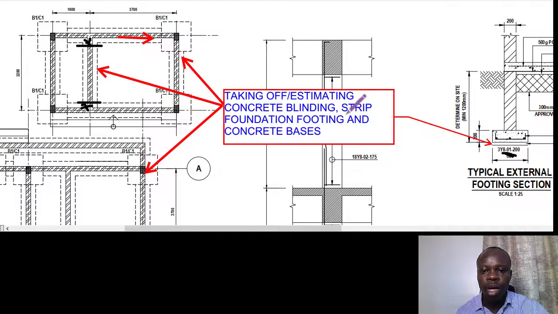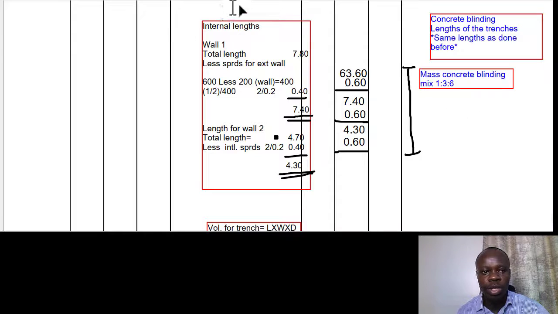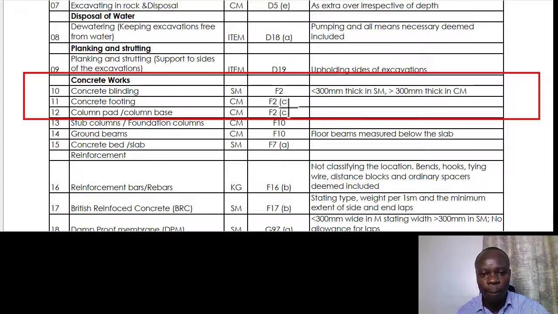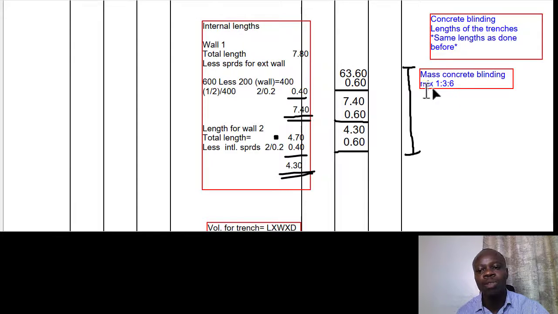strip footing. So for the strip footing, the rules will remain the same, and of course just confirm what the rules tell you, how you need to go about that. It's supposed to be done in cubic meters. If you need that reference, it is in F2C. Okay, so once you know that, then you now know the items that you're looking for in terms of what to enter in your dimensions and so on.